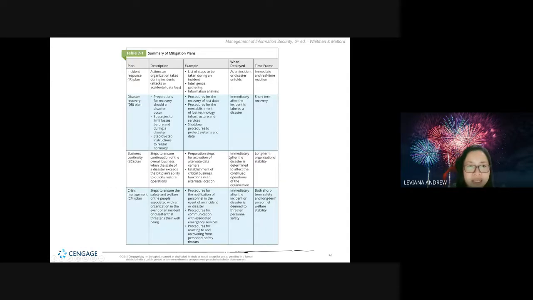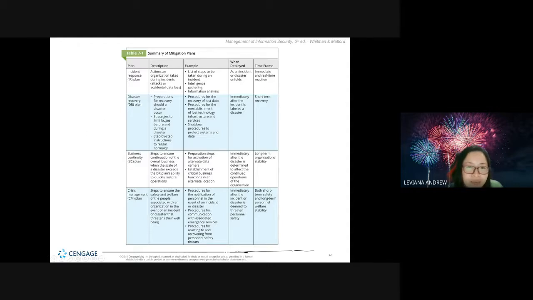This is the summary of mitigation plan, incident response plan. It is the actions that will be taken during incidents. For example, list the steps to be taken during incident, intelligence gathering, and information analysis. When it should be deployed, as the incident or disaster unfolds, as soon as the incident happens. And then the time frame is to contain the real-time problem and the real-time reaction.